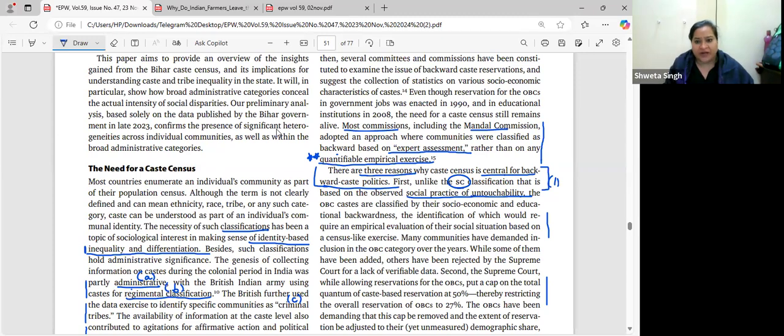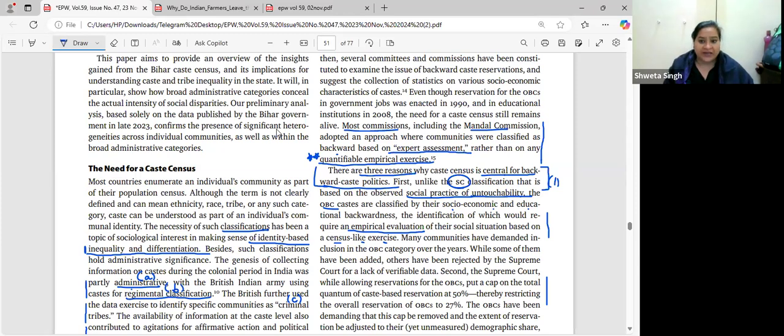Then further, when we move ahead, we can see it's saying that when we are talking about OBC castes, it is on socio-economic and educational grounds, all of us are aware. The identification of which would require an empirical evaluation. Empirical means data-based evaluation of their social situation based on a census-like exercise, because census gives us very exhaustive data about household economics, the things which we are availing. Earlier there were 11 indicators. Let's see how many indicators they pick up this time.